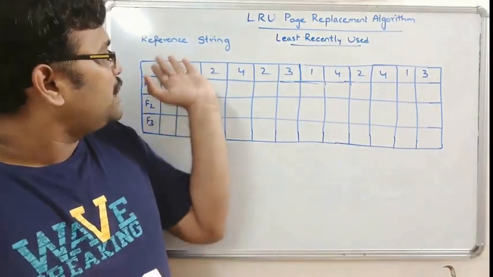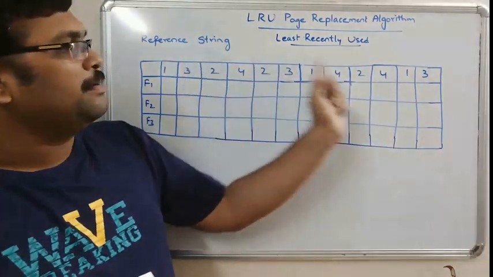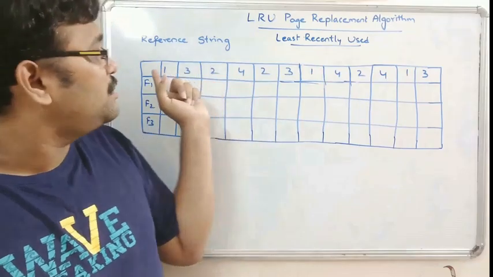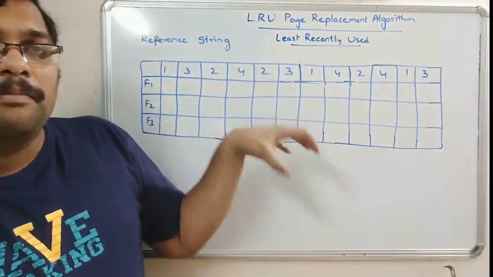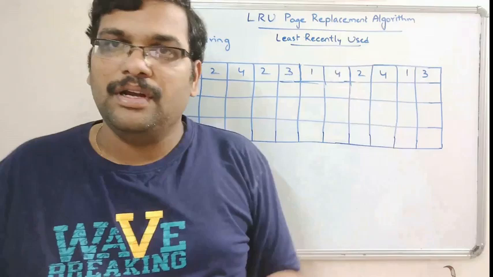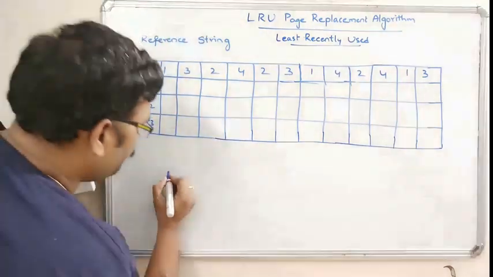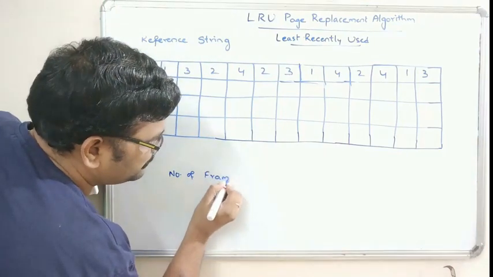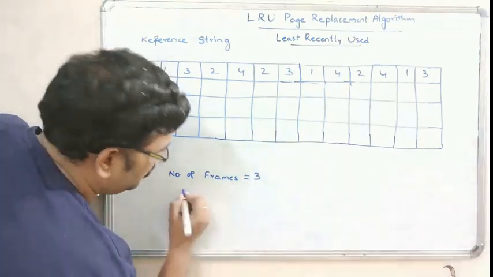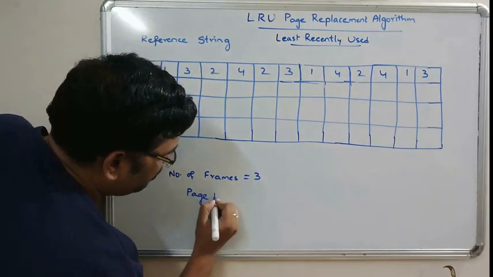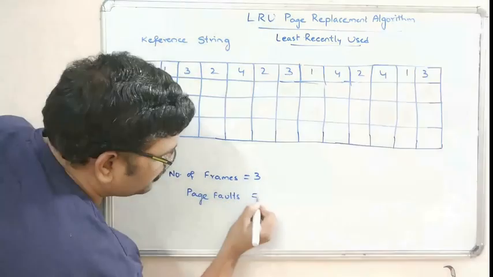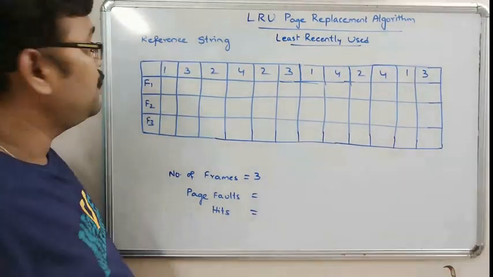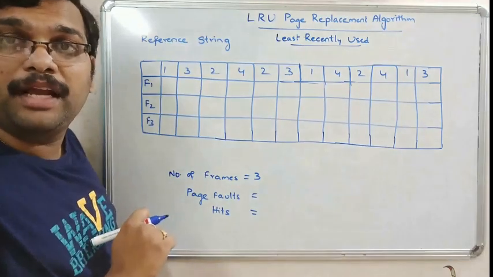So let us consider this reference string. Okay, these are the pages. So we will consider this reference string and we will solve it by using least recently used. Here, the number of frames is equal to 3. Now we have to find the page faults and hits, how many number of hits. Now we will see how it can be solved.